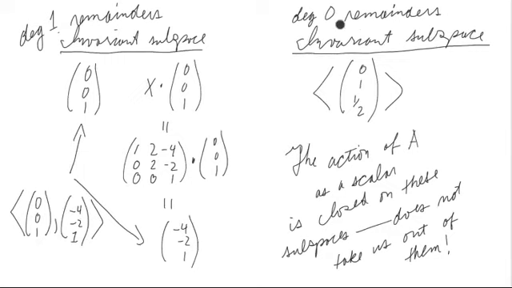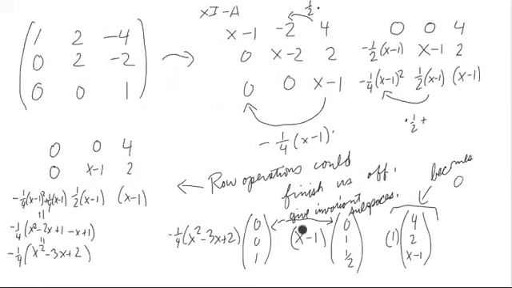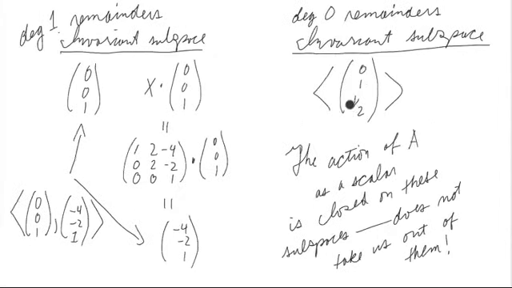The next one has degree 0 remainders, meaning constants. That's because we're modding out by a degree 1 polynomial, x minus 1. So it's basically just that vector. That's kind of nice. We don't have to do any x to it. It's just that. The action of A is a scalar, so it's closed on these subspaces and does not take us out of them at all.